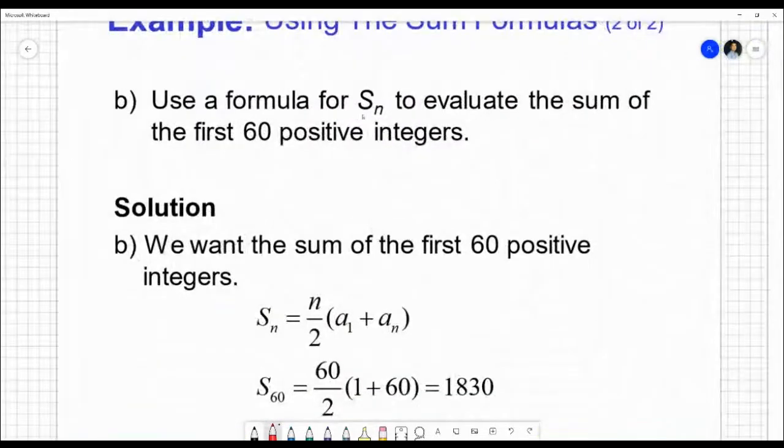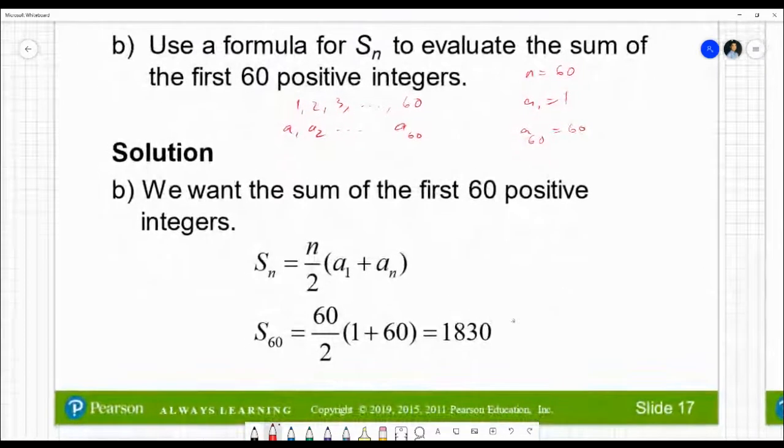All right, use the formula for Sn to evaluate the sum of the first 60 positive integers. Well, I did the first 100 integers for you. So we know that it's 1, 2, 3, all the way to 60. So this is A1, A2, and this is A60. So pretty simple. We have our formula here. N is going to be 60, A1 is 1, A60 is 60. And so we just have to plug it into the formula. So we have A1 is 1, AN is 60, plug into the formula, 1830. Oh, pretty easy.